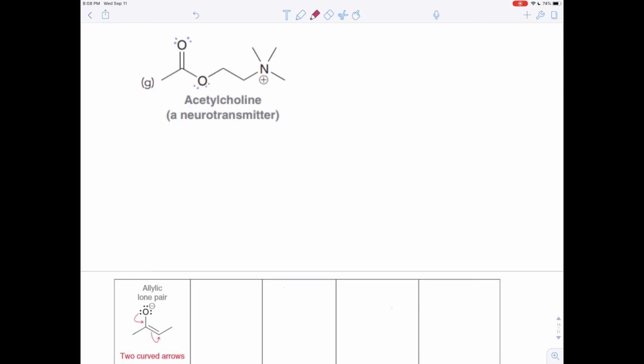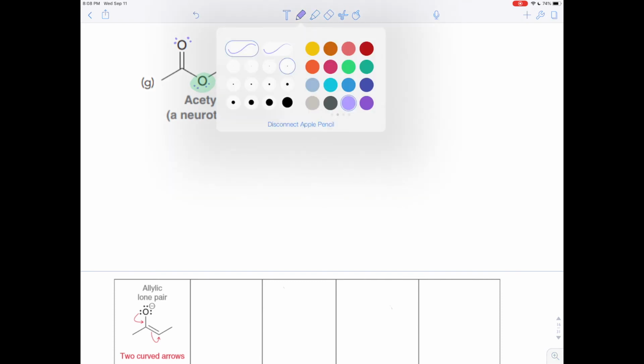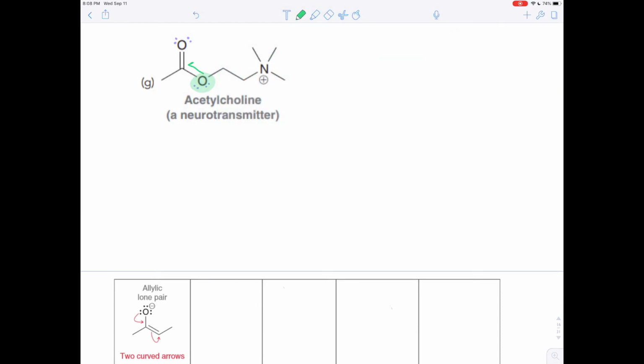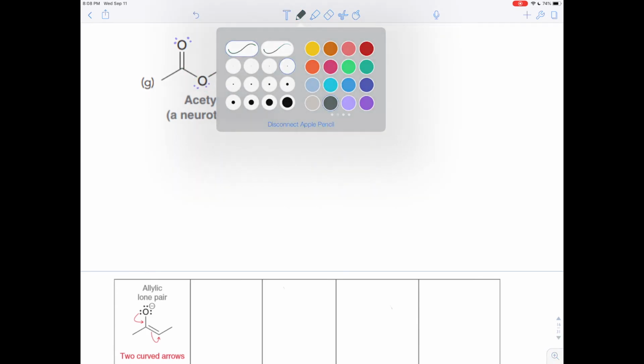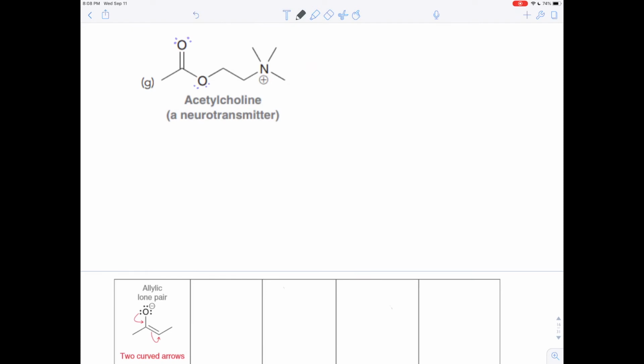Alright, so those are all our lone pairs. Now we do have lone pairs in this molecule. Are they allylic lone pairs? Well, first of all, those are not. Why? Because they are on an atom in a double bond. Allylic means you're one atom away from an atom in a double bond. So those are not allylic lone pairs. But these here are allylic lone pairs because those are one atom away from an atom in a double bond. So we do have allylic lone pairs, and that means that acetylcholine has resonance.